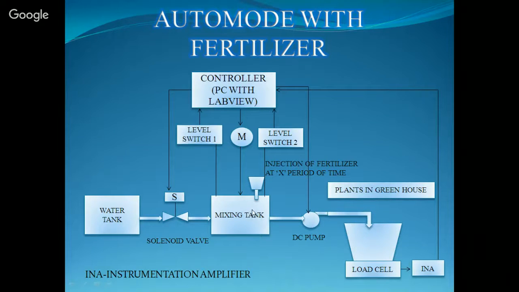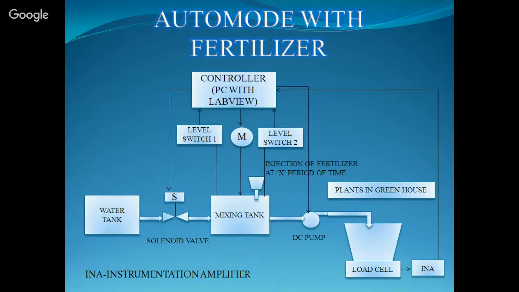After the mixing operation is over, the DC pump is made to operate. DC pump is used to equalize the flow of the water fertilizer mix to every plant in the greenhouse. When the DC pump operates, the level in the mixing tank gets reduced. When the level in the mixing tank goes below the lower level, the DC pump is turned off and again the solenoid valve is made to operate. The process is performed continuously in a cyclical manner till the moisture content reaches 90%. Once the moisture content reaches 90%, the process is stopped automatically.